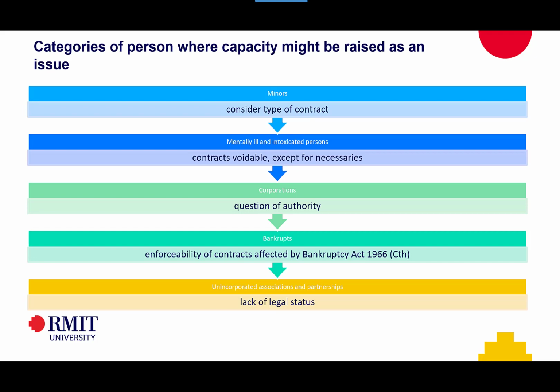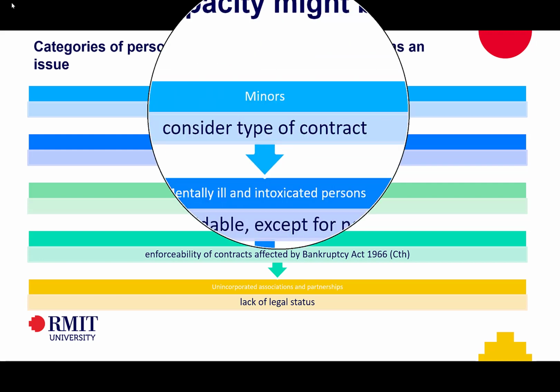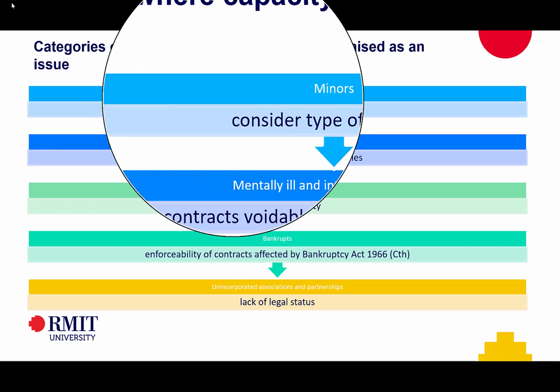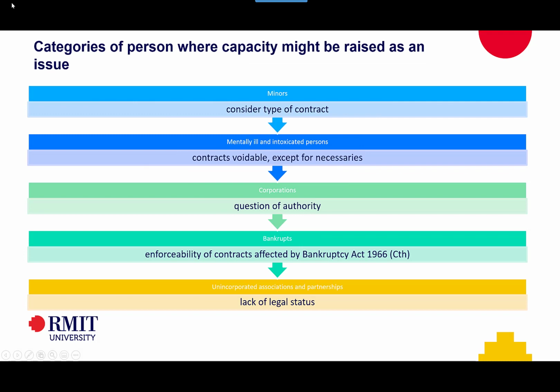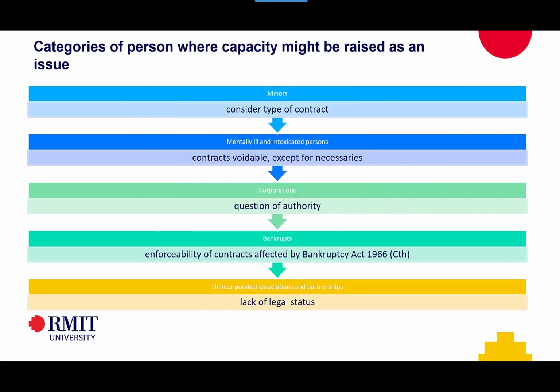So where does this get raised as an issue? Small type here, but we're going to deal with minors. Sorry if I do that, I think it gets bigger. There we go. Minors, where we have to consider the type of contract we're dealing with. Mentally ill and intoxicated persons, I'm not going to spend much time there because we talked about the rule very quickly in the quiz, but we can manage from there.